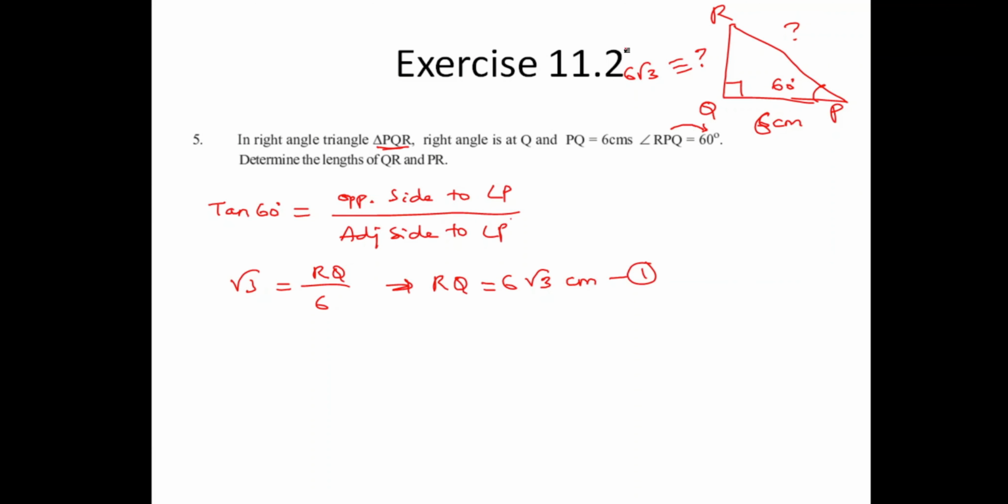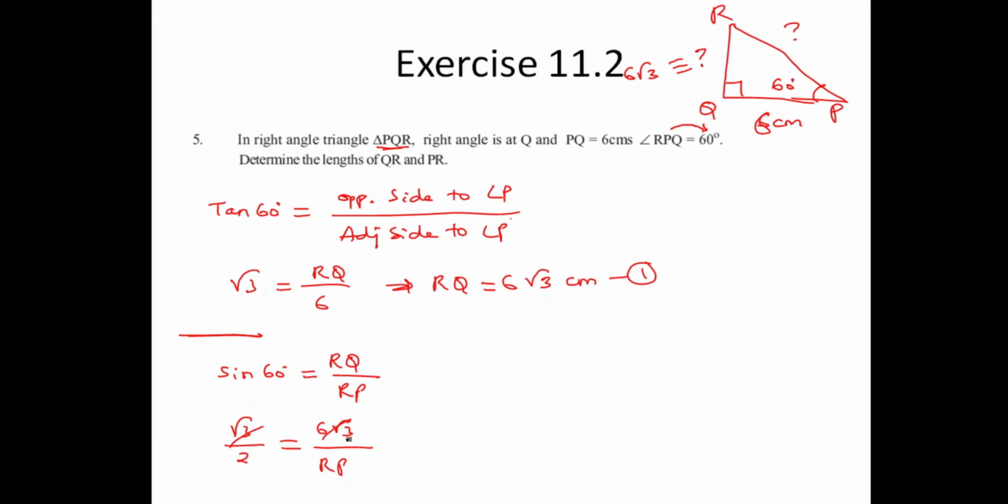Now you need to find RP. To find the value of RP, I am taking sine 60. What is the formula of sine? Sine is opposite by hypotenuse. Opposite is RQ, hypotenuse is RP. Now substituting the values, sine 60 is root 3 by 2, and RQ we just obtained, over RP. I hope I'm clear up to here, right?